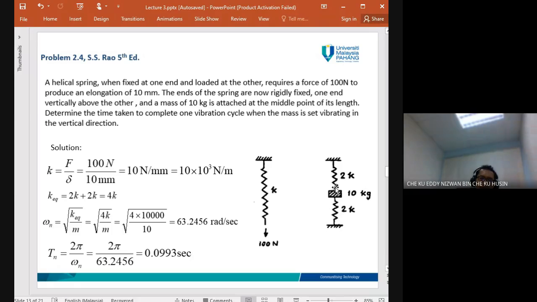So we can define this as a parallel arrangement. In a parallel arrangement, K equivalent is the summation of all the springs. So 2K plus 2K equals 4K. Now we calculate the frequency of oscillation because we want to determine the period of oscillation.